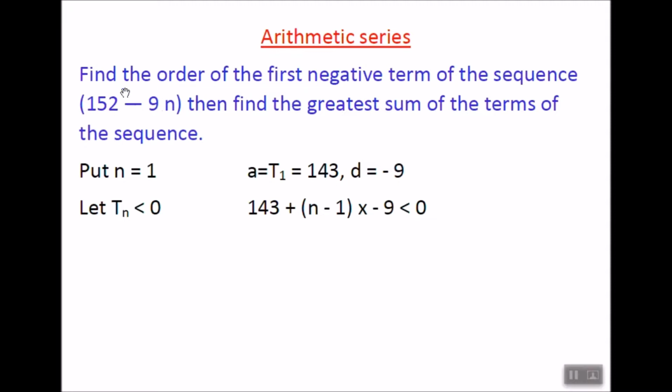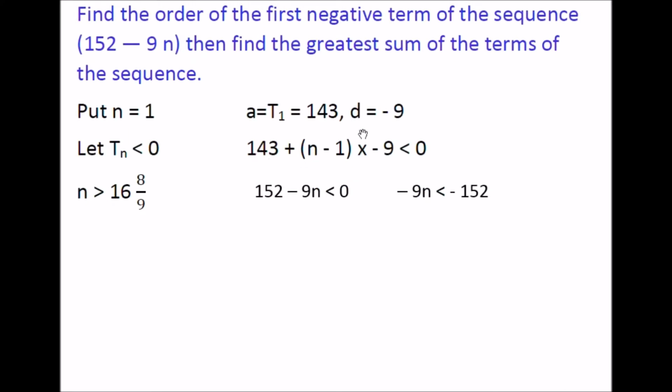The coefficient of n in the given general term represents the common difference d. So d is negative 9. Now find the general term Tn, a plus n minus 1 times d. a is 143 and d is negative 9. So 143 plus n minus 1 times negative 9 is less than 0. Simplify the inequality: 143 plus 9 is 152, minus 9n, and this is less than 0.